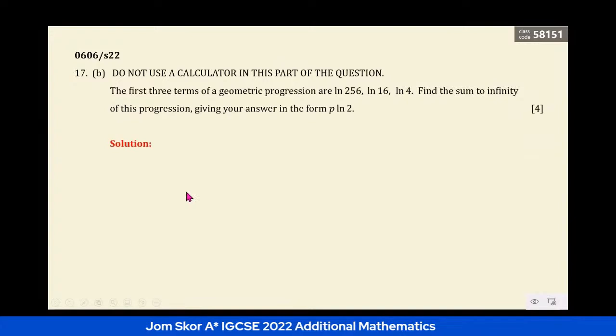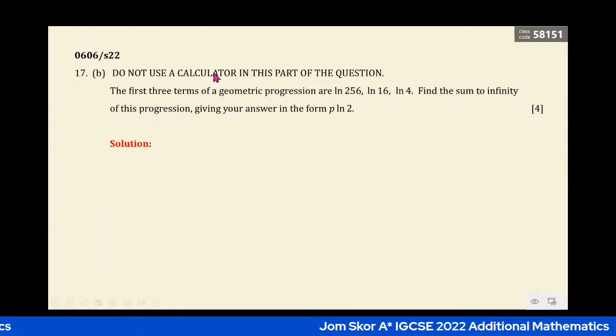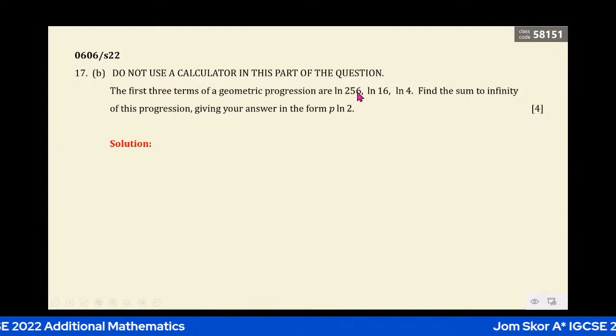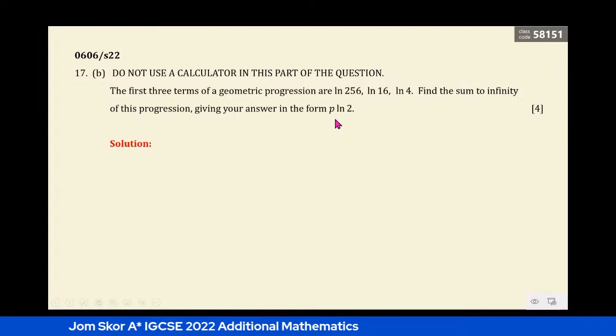Okay. Now we look at B. Okay, we look at B. Soalan kata, do not use a calculator in this part of the question. Okay, bila dia tak suruh guna calculator, maksudnya takkan ada decimal number. ln 256 ni yang you all nak tekan calculator nak dapat decimal number dulu, lepas tu baru tukar jadi in this form, tak boleh. Okay, dia mesti stay dalam ln.